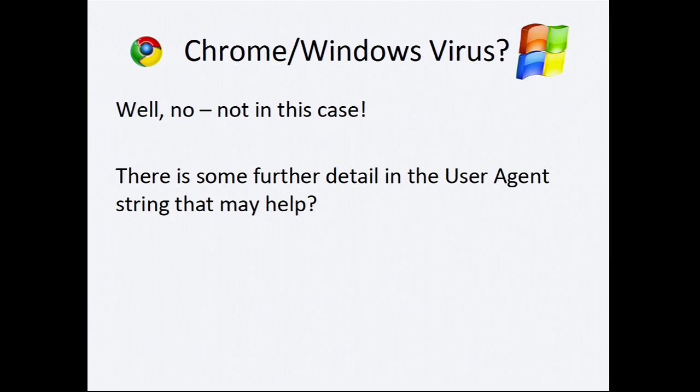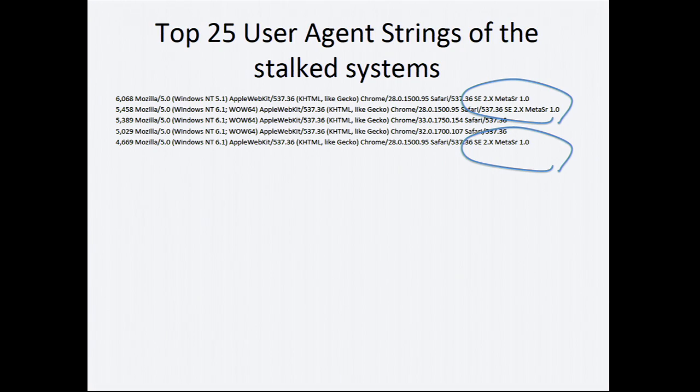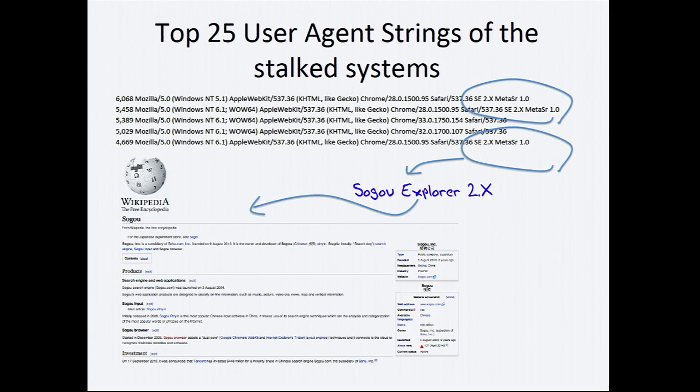No. There's something else in that user agent string that does start to give it away a bit more. Back at the end there is a very, very strange signature that's on most of the victims. So this is a user string that says, I'm a bit of Chrome and I'm a bit of Safari, weird, and I've got this other bit that is only used by a pinyin Chinese language input form of browser called Sogou Explorer 2.x. And Wikipedia has this to say about it.